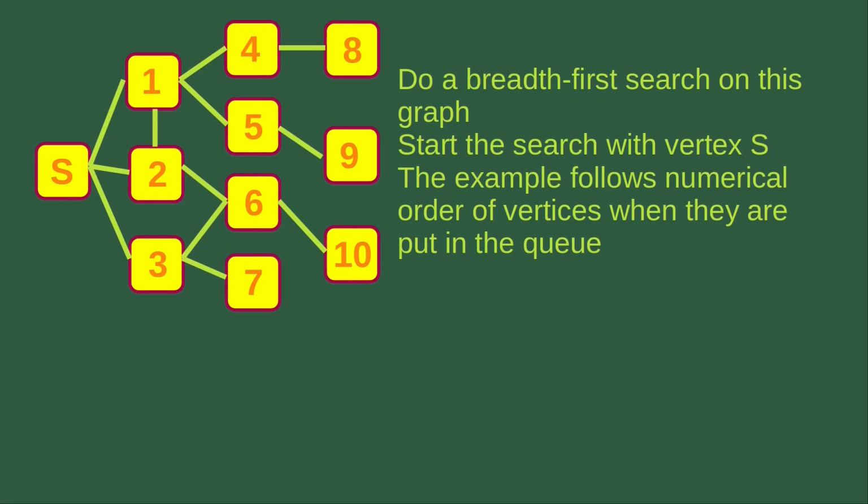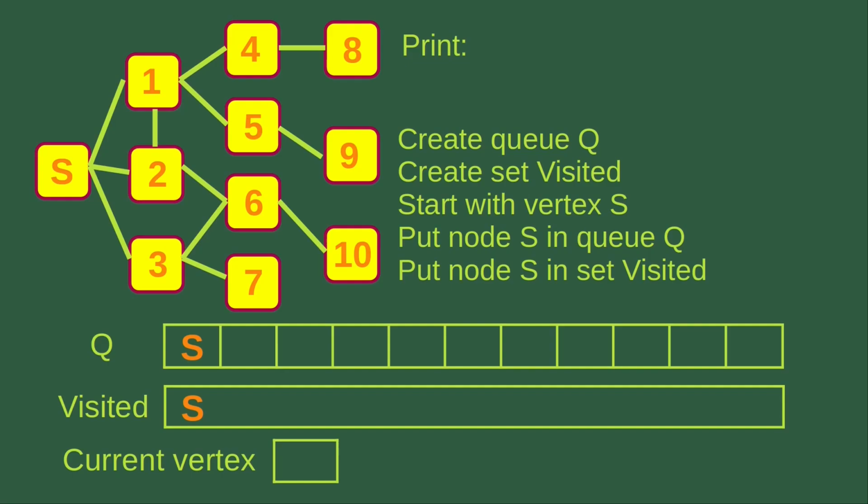So let us see an example of breadth-first search. I want to do a breadth-first search on this graph, and we start the search with vertex S, and the example would follow the numerical order of the vertices when they are put in the queue. So this is our order to follow. So we start with the initialization process. We create a queue called queue, and we create a set called visited, and we start with the vertex S, and I put the node S into the queue and to the set respectively.